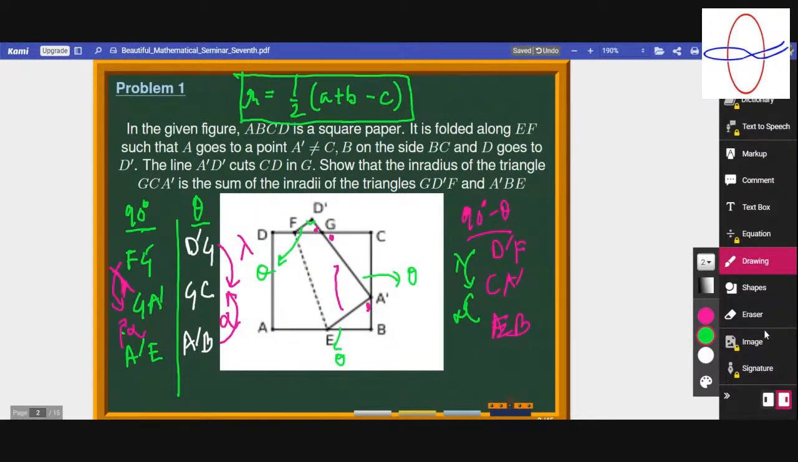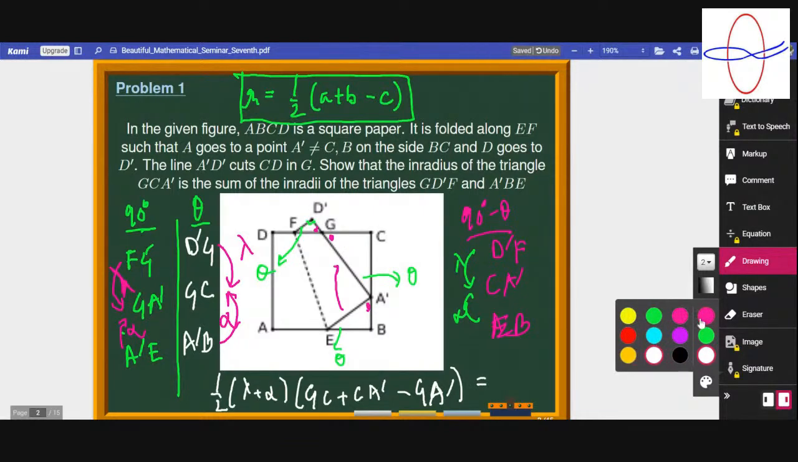And therefore, what is happening, guys? Something beautiful is happening. If you just sum up the circumradius of these two small triangles, using this result, it's becoming half into the sum of these two sides, that is alpha, plus lambda, into the corresponding side, GC plus CA dash minus GA dash. So that is the inradius of this triangle, which we are required to find, into alpha plus lambda.